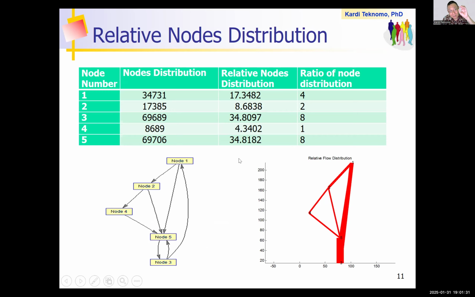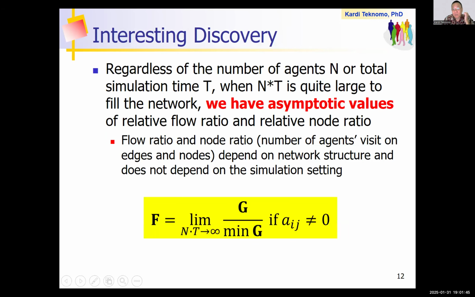The total inflow is the same as the flow in the node, and it is also equal to the sum of outflow. So this is actually an interesting discovery. Regardless of the number of agents or the total simulation time, when these two are very large, we will have an asymptotic value of the relative flow.